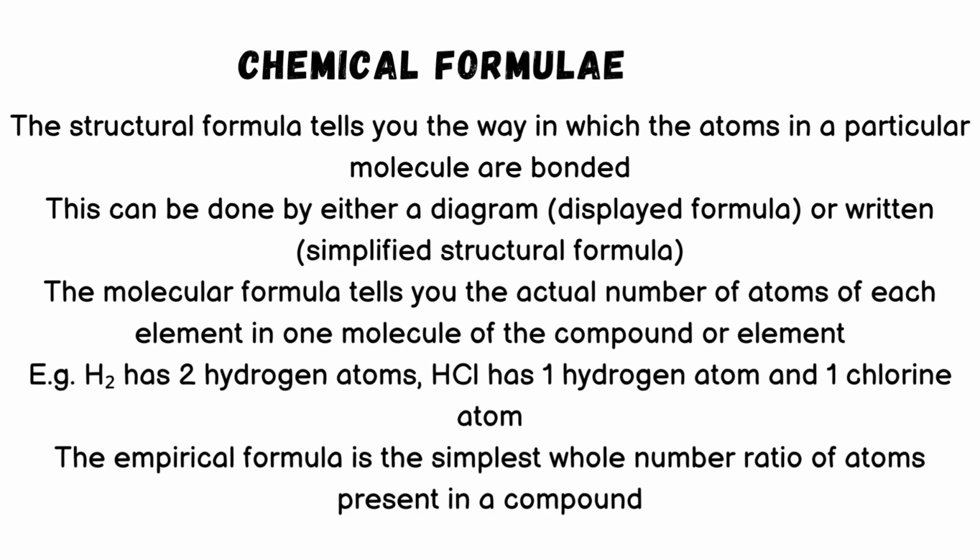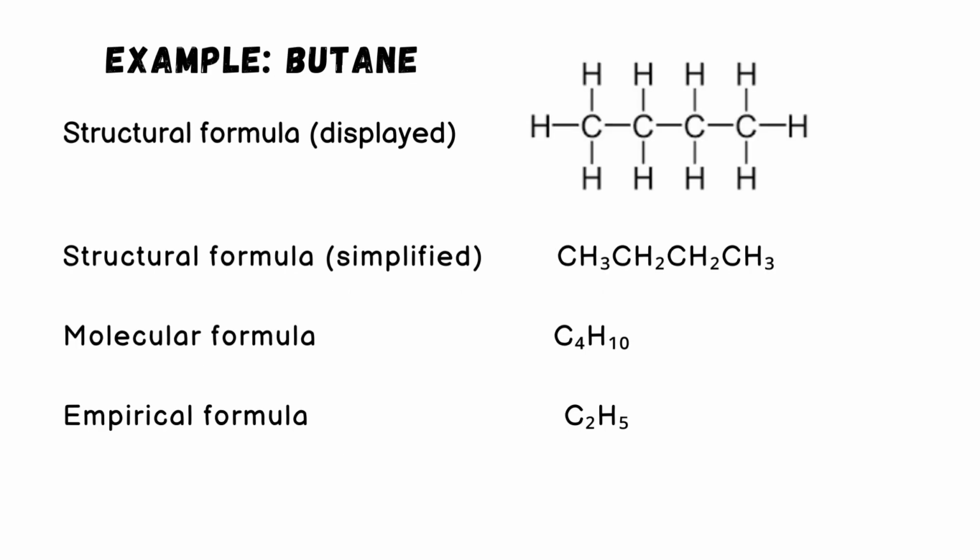The empirical formula is the simplest whole number ratio of atoms present in a compound. Example is shown here. For butane, the displayed formula, simplified structural formula, molecular formula, and empirical formula are all shown over here.